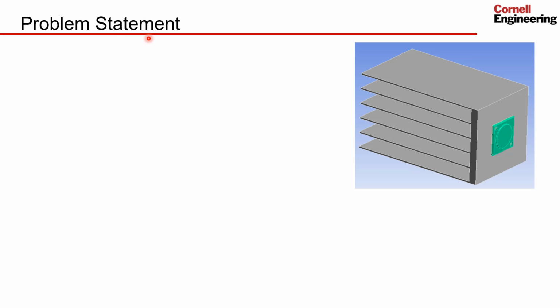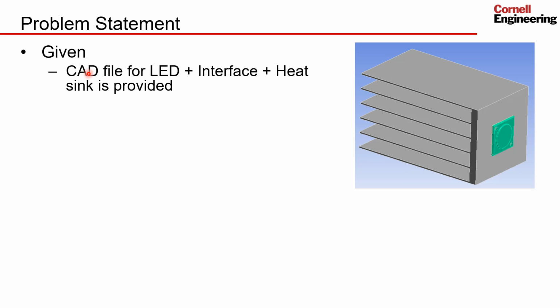Let me briefly review the problem statement and then do the pre-analysis. Here we are given a heat sink shown in gray that's used to dissipate heat from an LED shown in green. And we are given a CAD file of the LED and the heat sink and an interface layer. There's an interface between the LED and the heat sink.